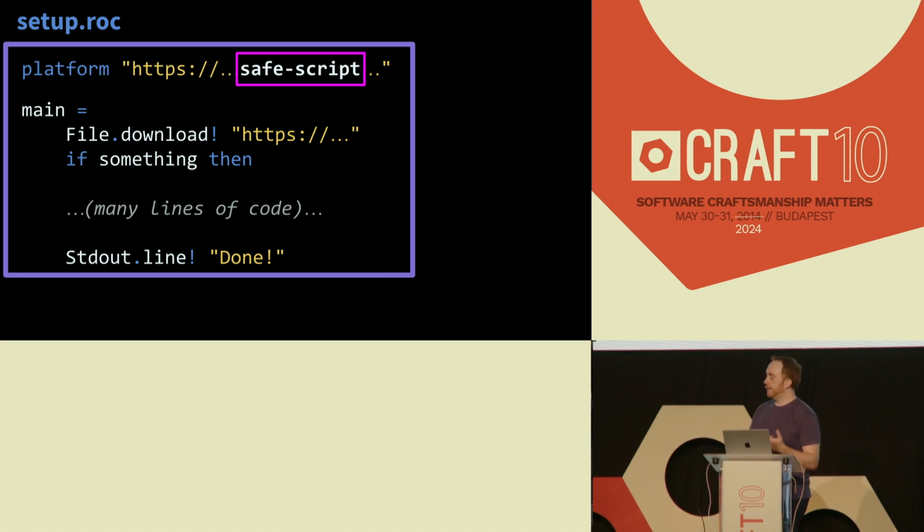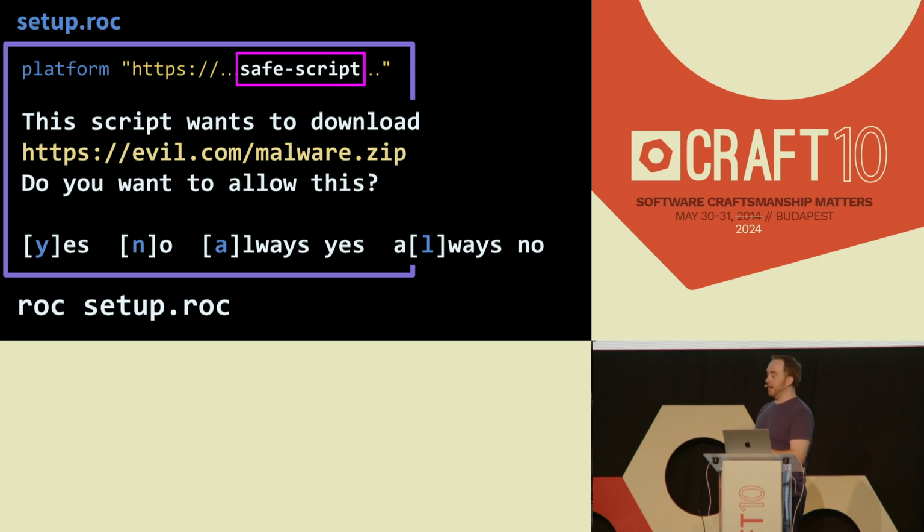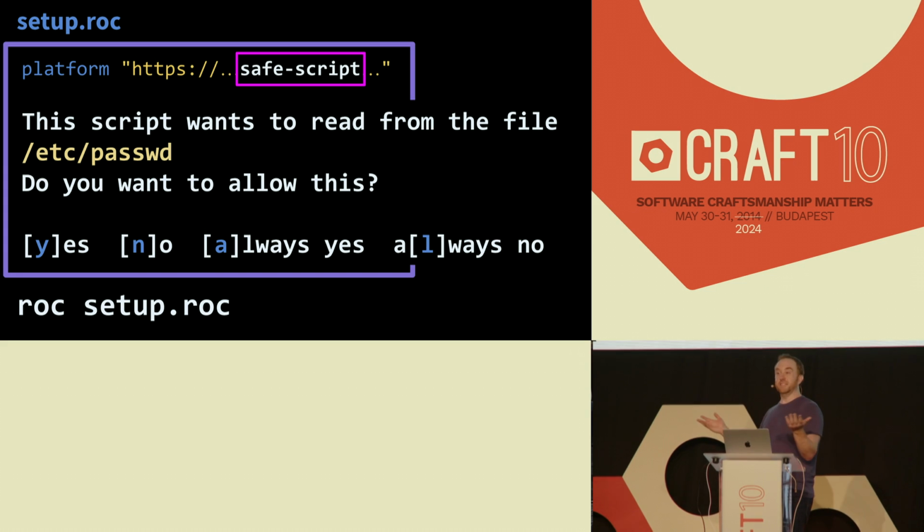So let's say that I run rock setup.rock, and now I've changed it from basic CLI to safe script. Now it might do something else before it prints done. It might say, for example, hey, this script wants to download evil.com/malware.zip. Do you want to allow this? And I can be like, no, obviously not. That sounds terrible. Or maybe it says, hey, this script wants to read from /etc/passwd. Is that cool? Does that make sense for setup.rock to do that? And again, I can say, no, I don't want that.